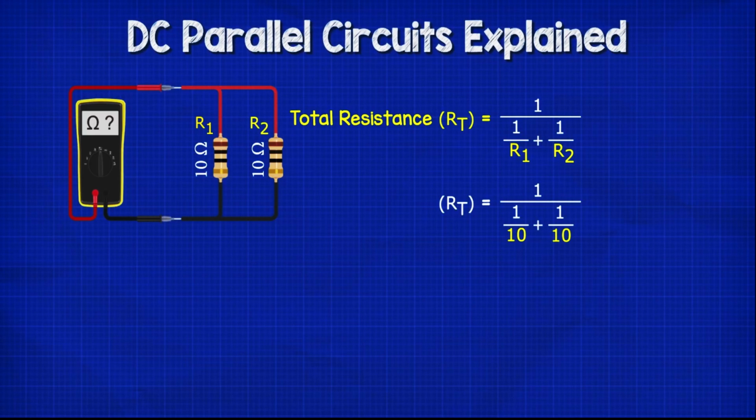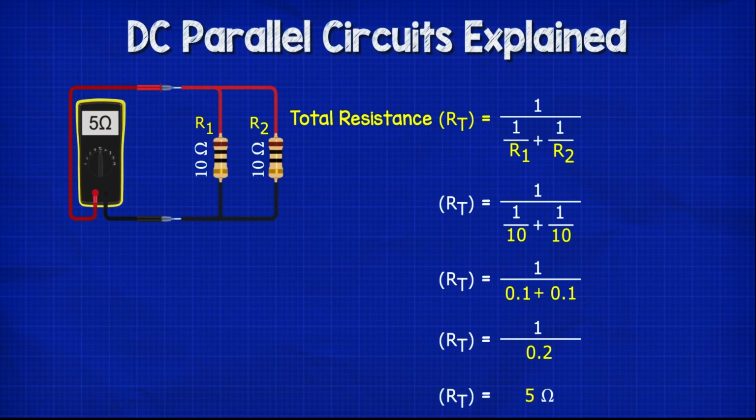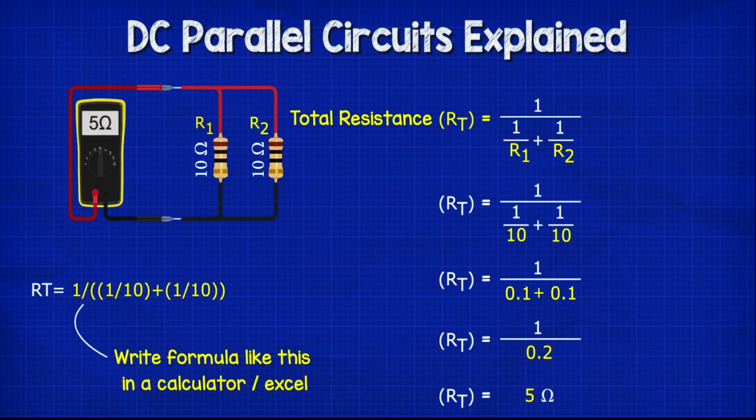So we start at the bottom and we divide 1 by our 10 ohms for both, which gives us 0.1 plus 0.1. So we add the 2 decimals together to get 0.2. So then we just divide 1 by 0.2 to get 5 ohms of total resistance. If you do this in your calculator or in Excel, then just remember to use your brackets. So although we had 2 10 ohm resistors, the total resistance is only 5 ohms.